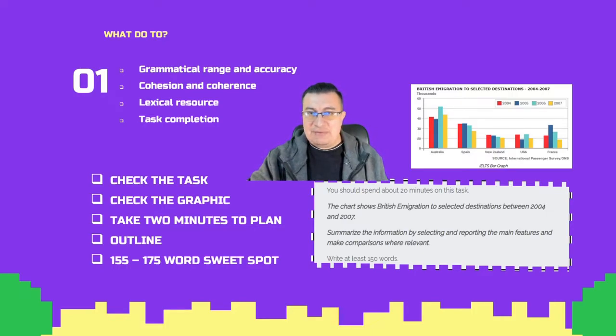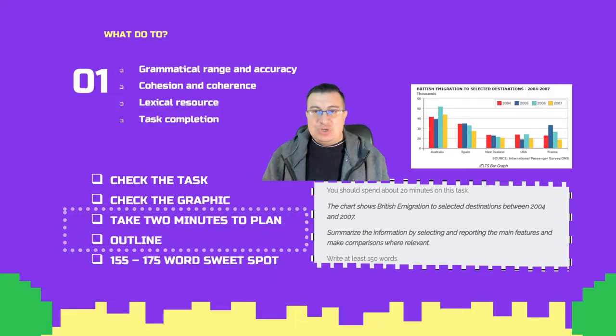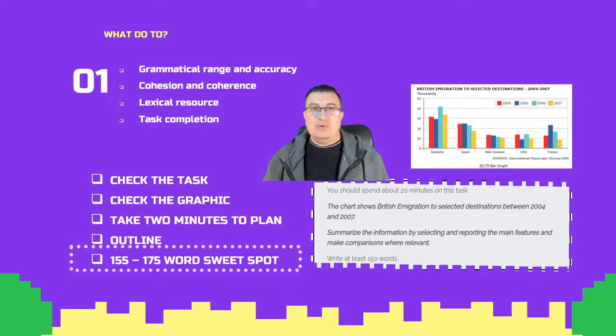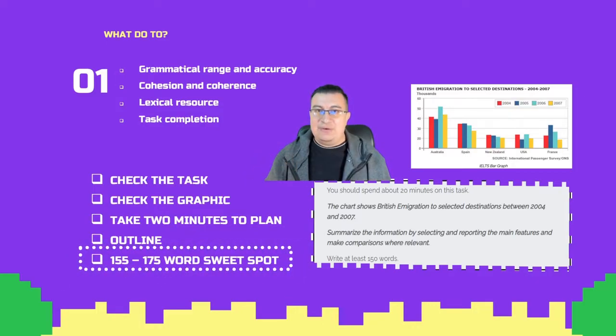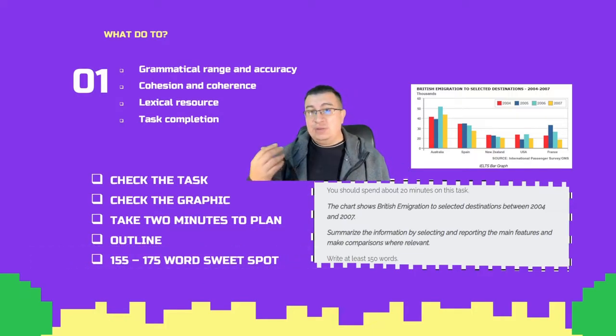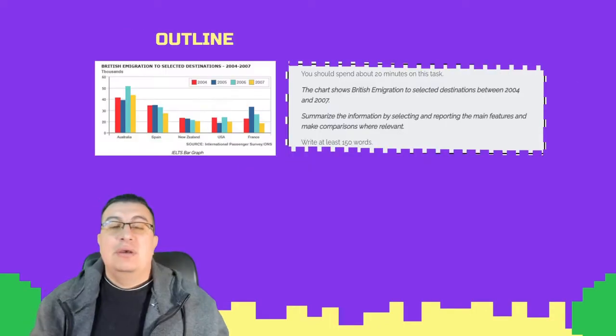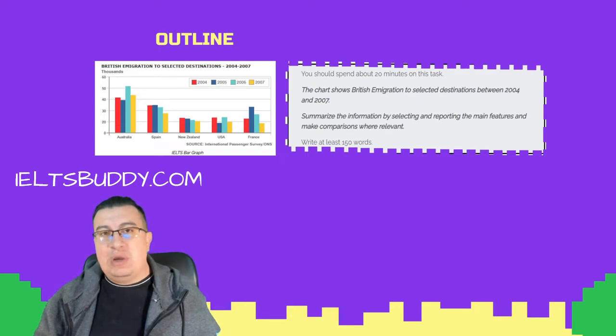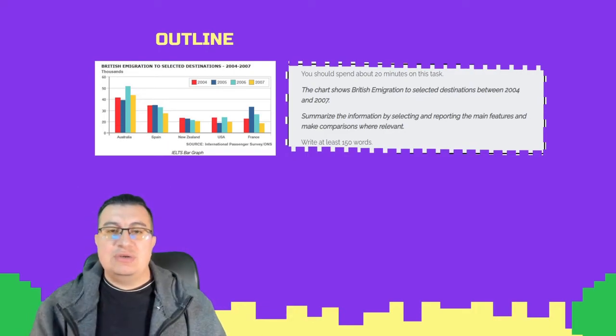Now, I actually have to mention one thing, and that is you should take 2 minutes to create a plan, like the list of ideas you want to have. So that's the outline. Outlining can be an edge. And 150 words, you don't have to be exactly 150. I consider that the sweet spot is between 155 and 175 words. That's an okay range. That's more than enough. Remember, I took this example from the website IELTSbuddy.com, and I think it's one of the best websites with writing samples.